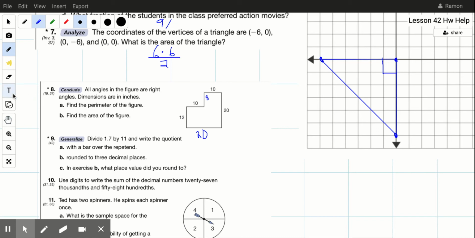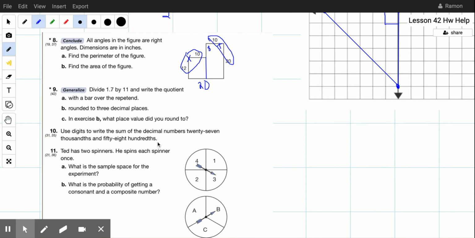To find the area, let's split this up into some manageable rectangles. So we go here. We'll split it that way. We have 12 by 10. So that's going to be the area of this rectangle. And then we have 10 by 20. That's going to be the area of that rectangle. And once you've done that, you can find the sum by adding those two products. And again, to find the area, we multiply base times height or length times width, however you want.